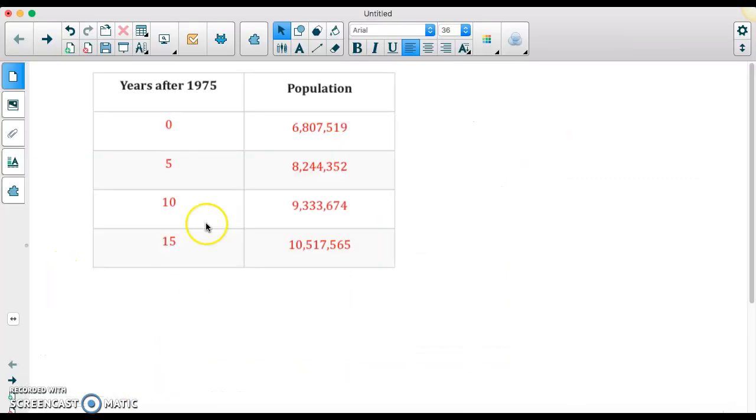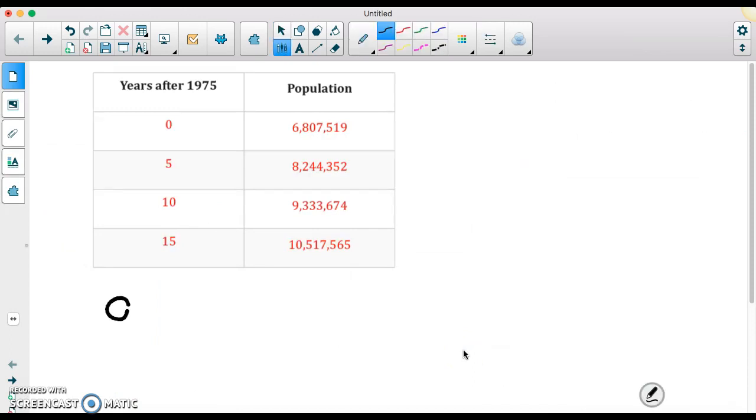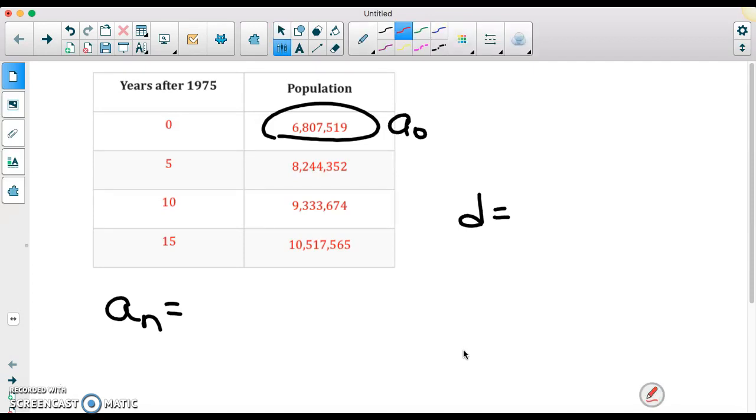So let me swing over here and show you how to do this. Looking at my data, I know that my year 0 is this number right here. So I already know my term 0. Now I just have to find my common difference. We know how to do this though.